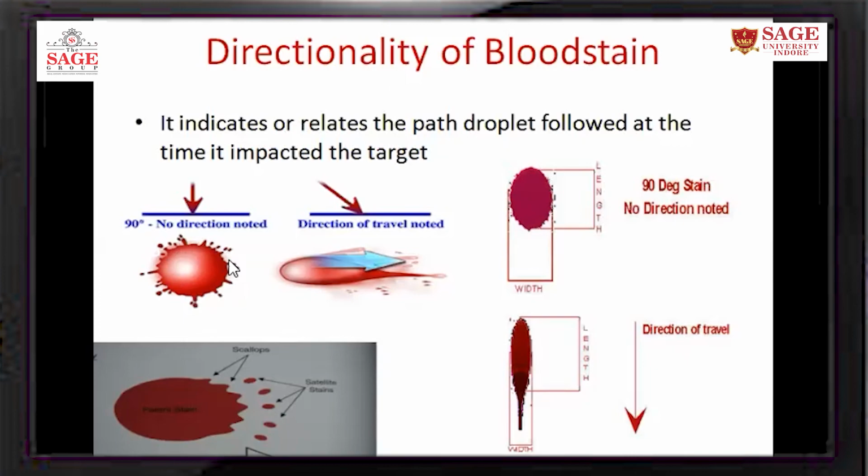So the small droplets around the main circular stain pattern are called satellite stains. Direction of travel, in this case, you can tell from the tailing. Tailing gives you the direction of travel.